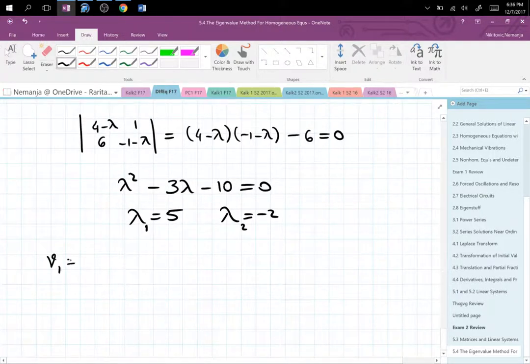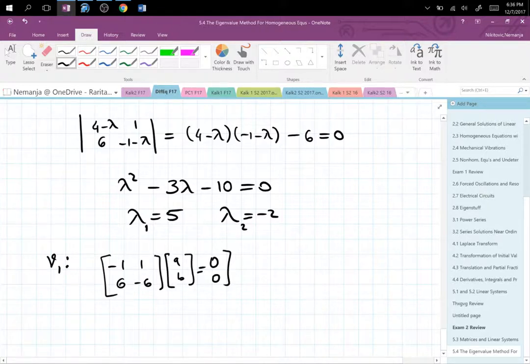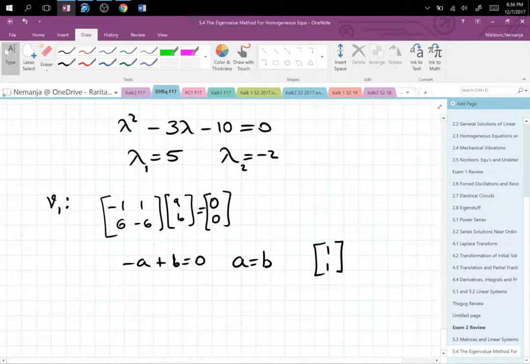So V1, to find the first eigenvector, we use 5. So that's negative 1, 1, and then 6, negative 6, times a, b equals 0, 0. So now you have negative a plus b equals 0. So a equals b, and clearly 1, 1 works, right? So that's the first one.